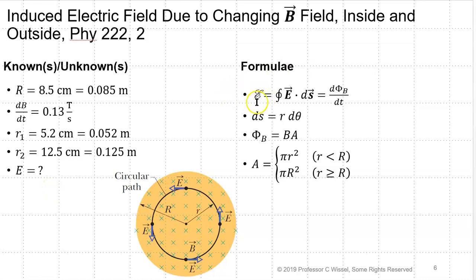And we know that the EMF equals the integral of E dot ds, and that has to equal minus dΦB/dt. Now, we don't need N because we only have one loop. Okay, so ds is then r dθ, and ΦB is B times A, and the area, of course, is πr² for when we're inside the magnetic field, that is little r less than big R, or πR² for little r greater than or equal to big R.